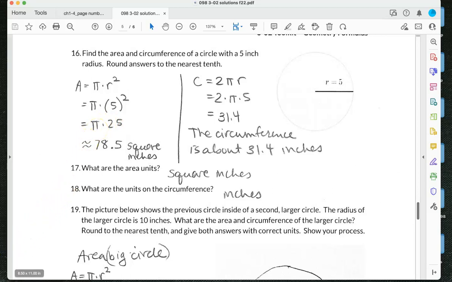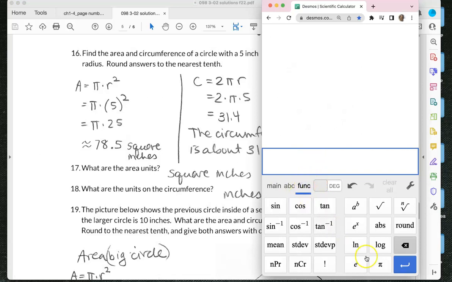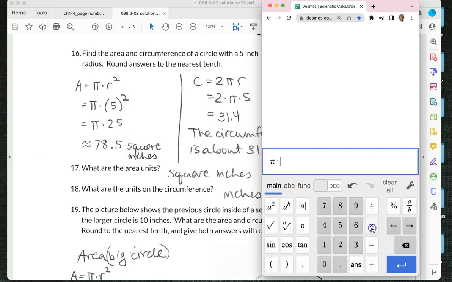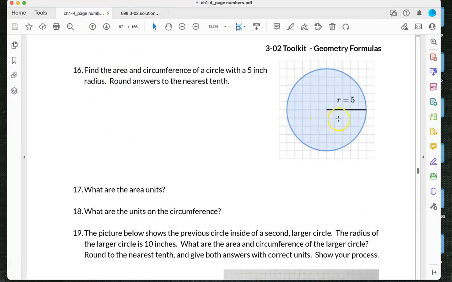Let's use our calculator for this. So if I press the function button, I can locate the pi, and then I go back to my main menu, times 5 squared, and there it is, 78.5 approximately, and I did check the next decimal and it does not round up. So 78.5, and then because I'm talking about area, I will say square inches. So 78.5 of those little squares are what this circle is enclosing.